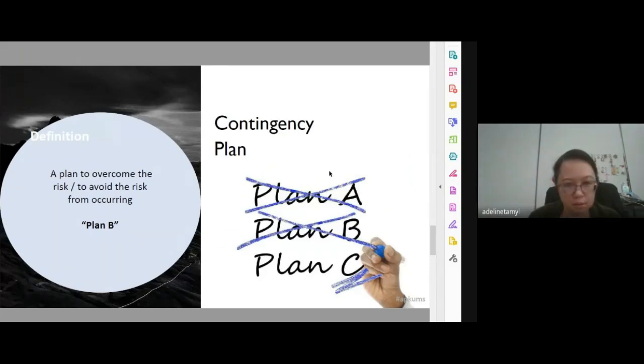What do you mean by contingency plan? We call it plan B. So the plan to overcome not only one risk, but especially in terms of the risk is too big that you need to change the plan. Okay, you need to change a lot of plans. So this is called contingency plan. So inside a contingency plan, you might have many solutions.